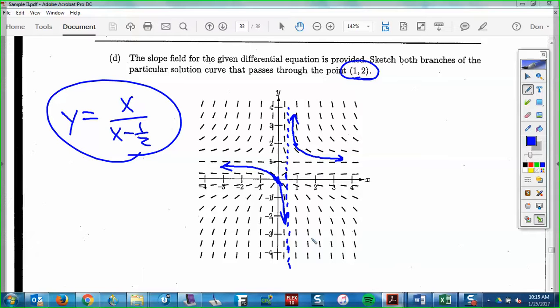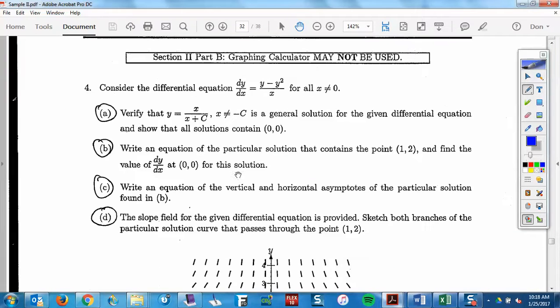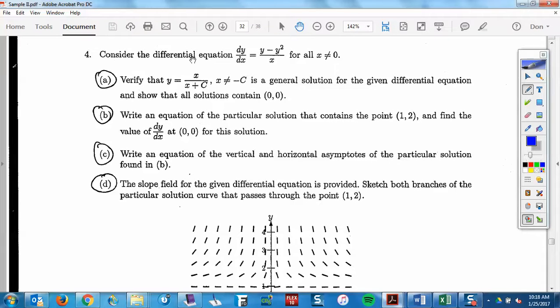And don't forget, that's one where a lot of the different parts were dependent on other parts. But even if you couldn't verify in part A, you could certainly still use this solution right here, plug in your 1 and your 2. You could have got part B even if you didn't get part A. Okay? And so that's often very true. And actually, you could have got part C, really, with the asymptote there, without getting part A and so forth. So keep that in mind.